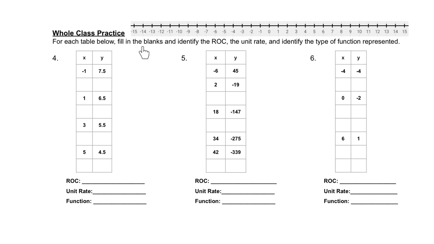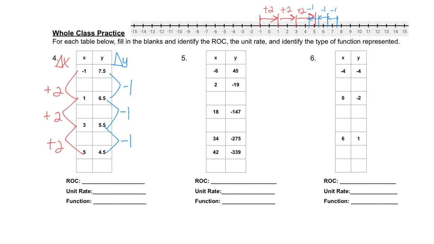For each table below, fill in the blanks, identify the rate of change, the unit rate, and the type of function represented. So in this first table, as with any table, we are going to start by doing the change in x and change in y. So please do that now. You are labeling the changes for what you see.